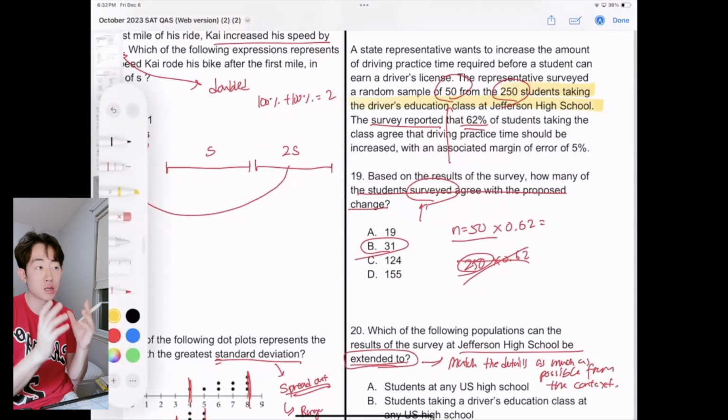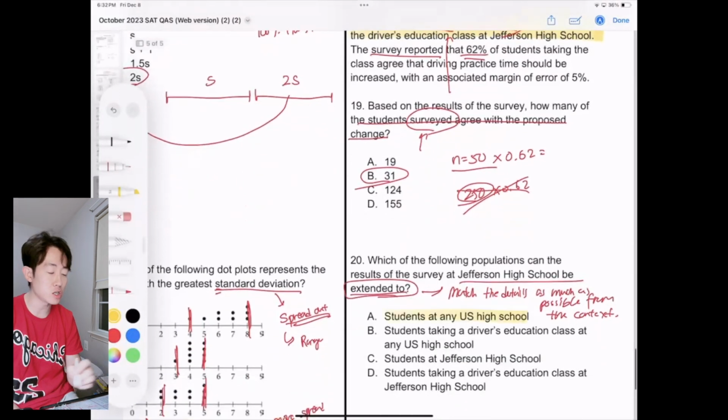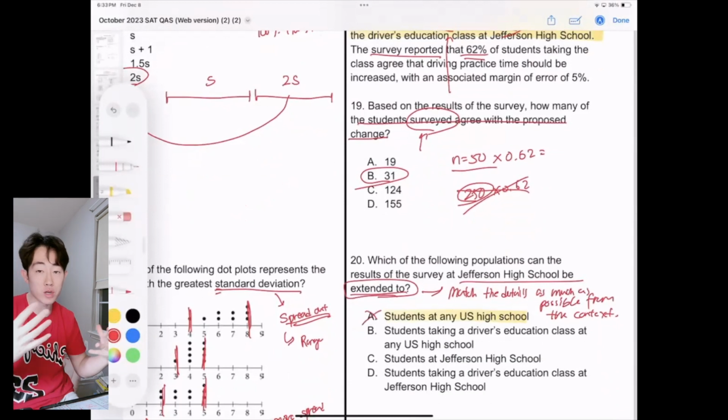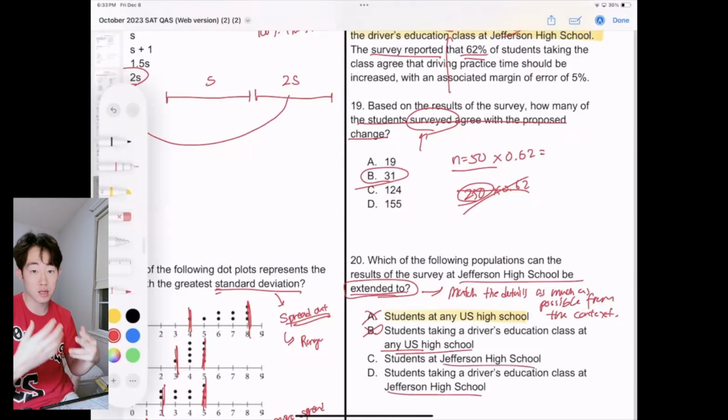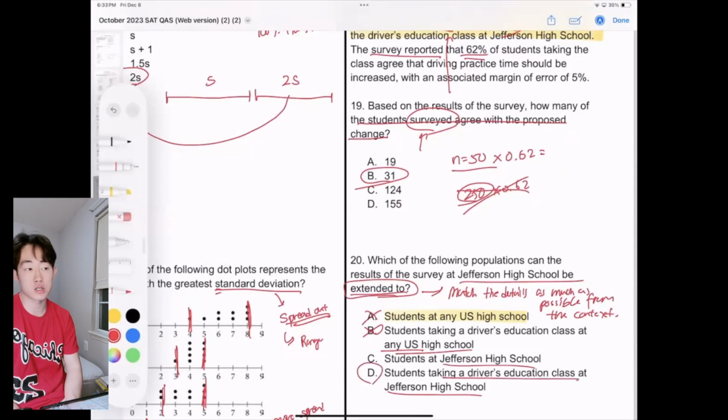This cannot apply to any US high school. That can't work because different regions, different rules, different types of people, culture. Students taking a driver's education class at, again, not any US high school. We have to specify it to Jefferson High School only, which is contained within answer choices C and D. But what's the better answer? Obviously D. Students taking a driver's education class.